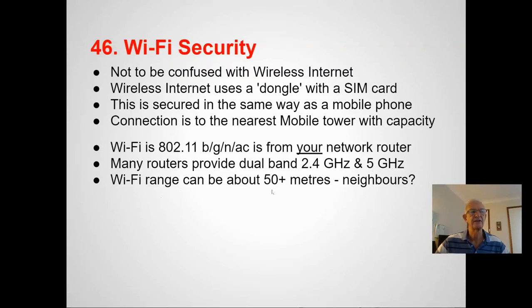Your Wi-Fi range can be up to 50 plus meters, so you've got to think about your neighbors. The range is higher for 2.4 gigahertz than it is for 5. The higher the frequency, the more it's attenuated by passing through walls, floors, doors, windows, etc. So 2.4 gigahertz will go further, but it is pretty crowded, and hence why they brought in another band to share the load a bit.